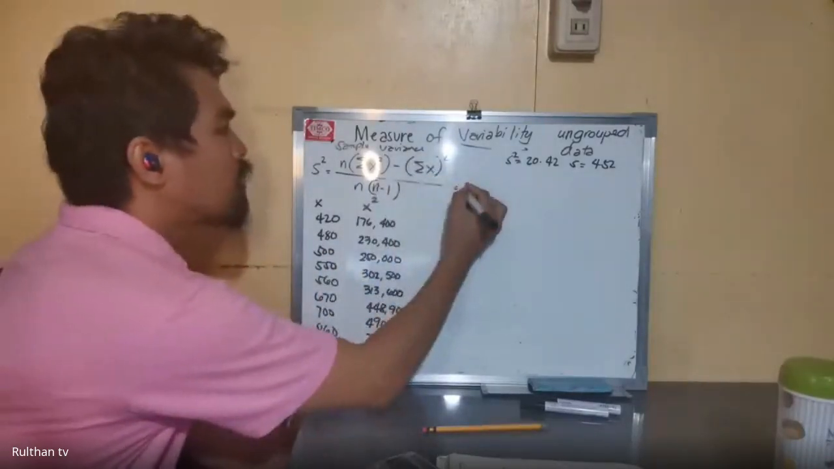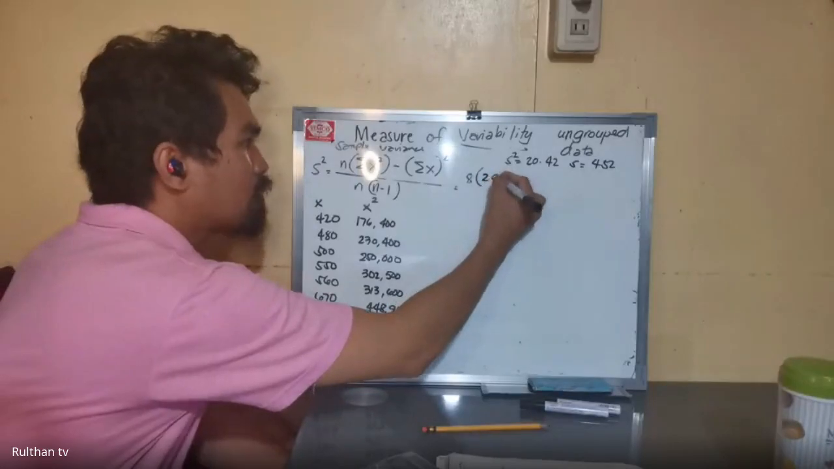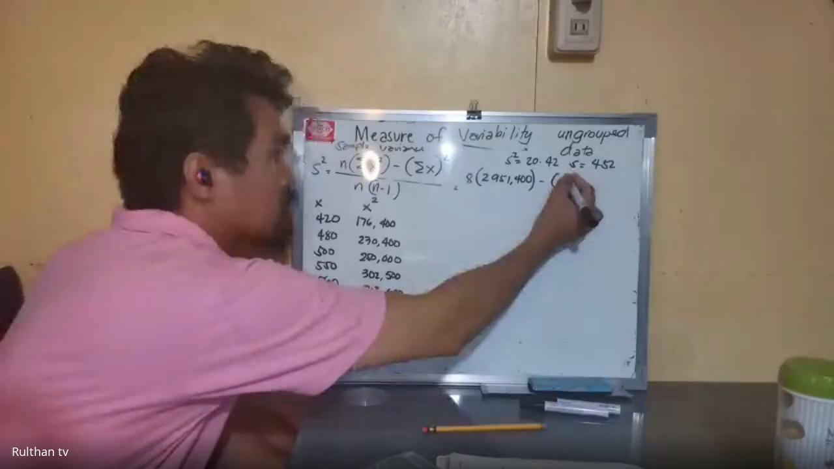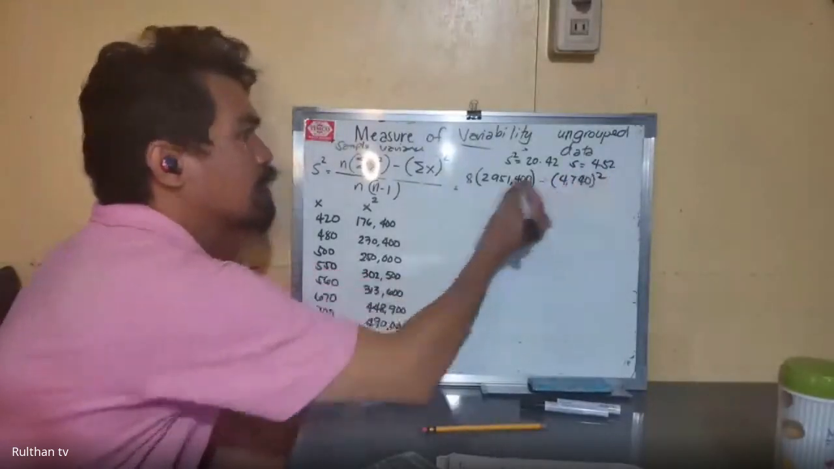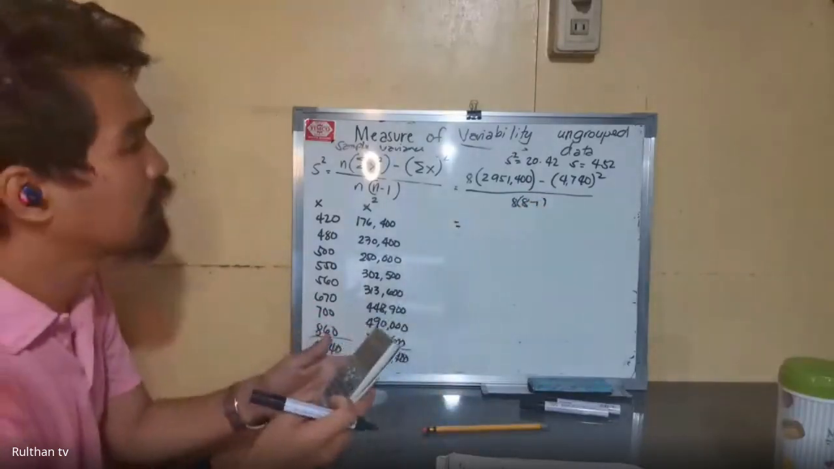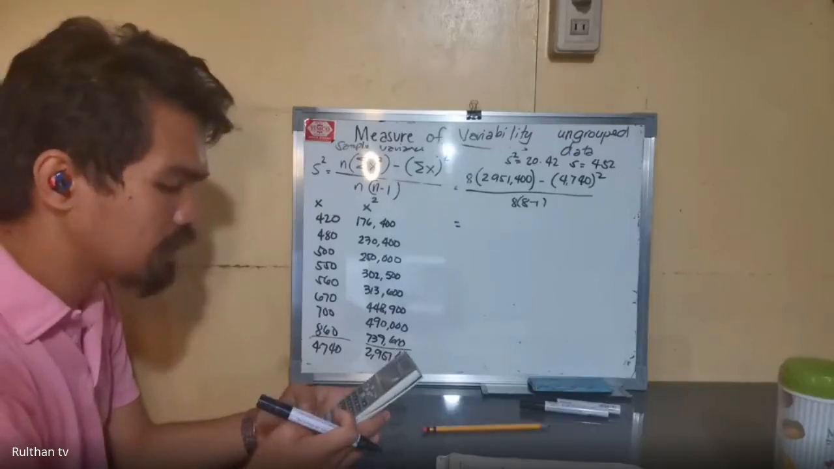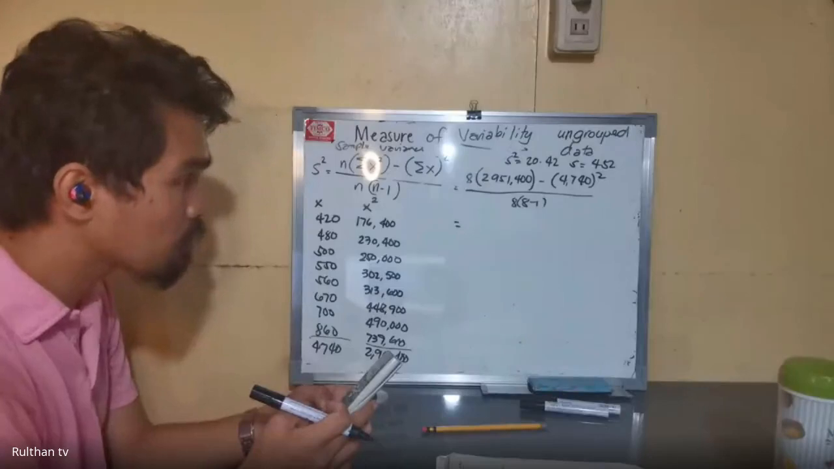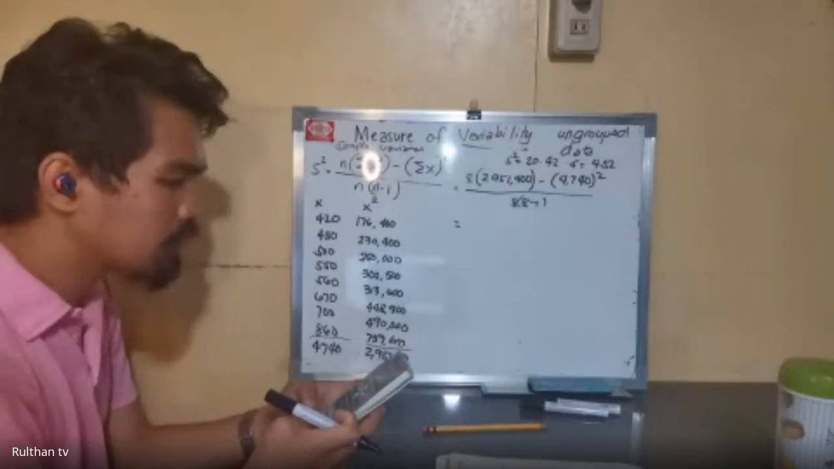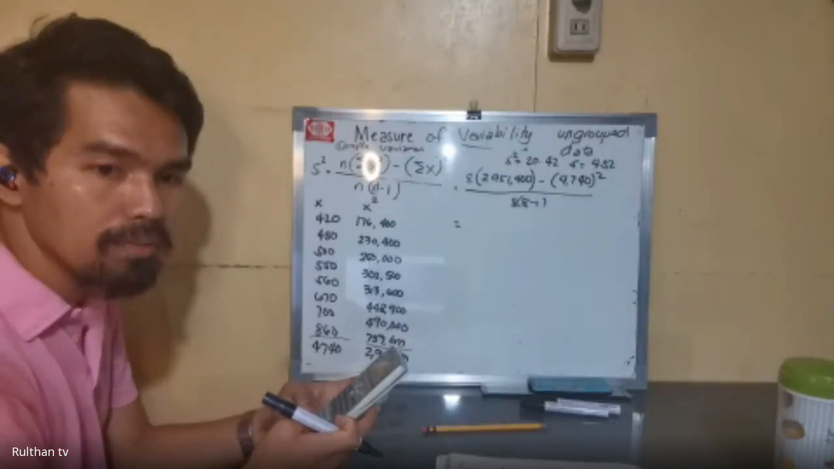So we have our n is 8. Our summation of x squared is 2,951,400 minus the summation of x, then square it, which is 4,740 squared, divided by 8 times 8 minus 1. Okay, let's find out the answer. That's 8 times 2,951,400 minus 4,740 squared, and then divided by 7 times 8, is 56.